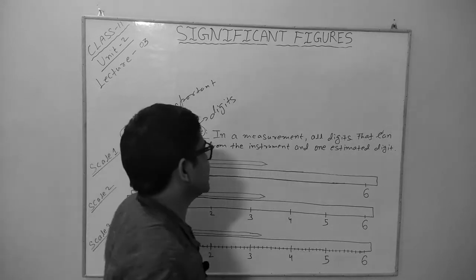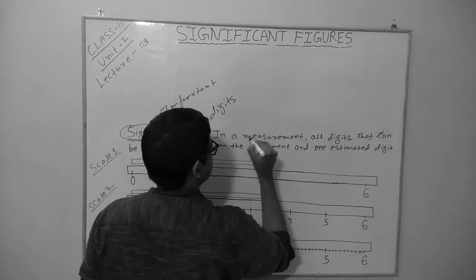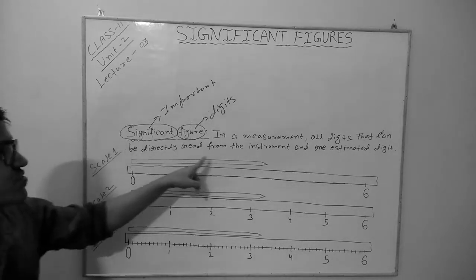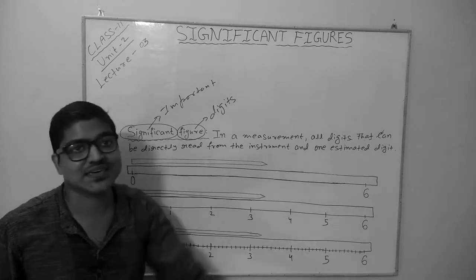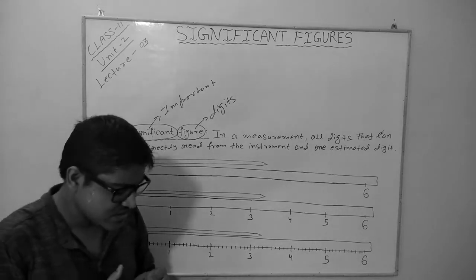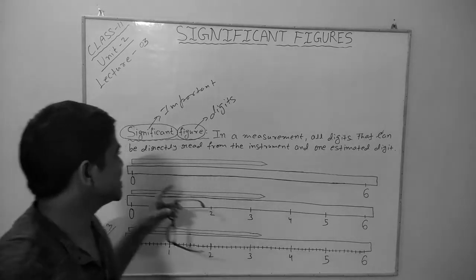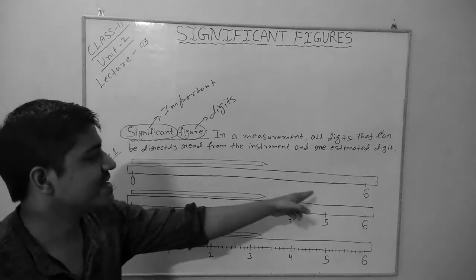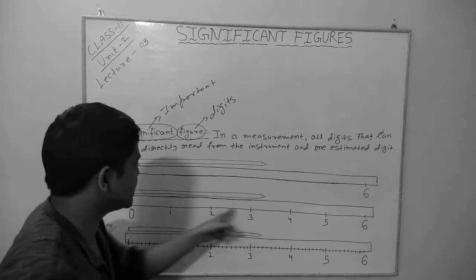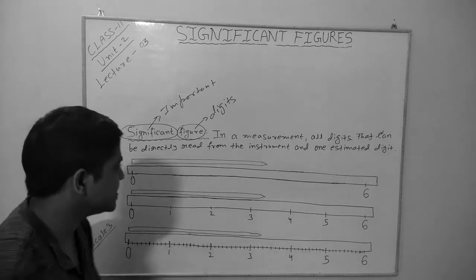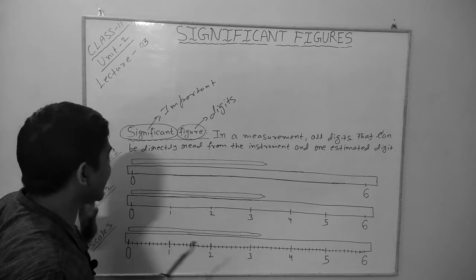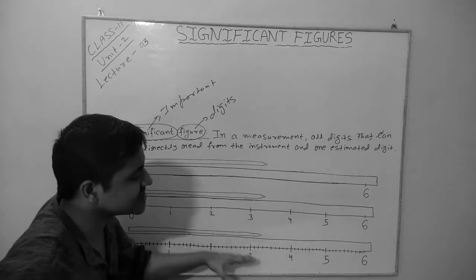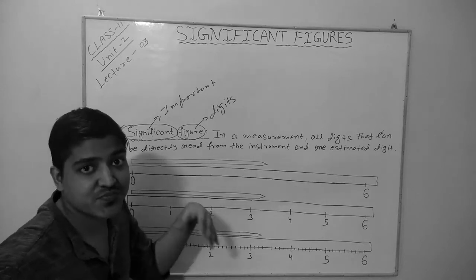In any measurement, all digits that can be directly read from the instrument and one estimated digit are called significant figures. To understand what a significant figure is, I have given 3 examples. There are 3 scales: scale 1, scale 2 and scale 3. I am measuring the same length of a pencil using 3 different scales with varying levels of precision.